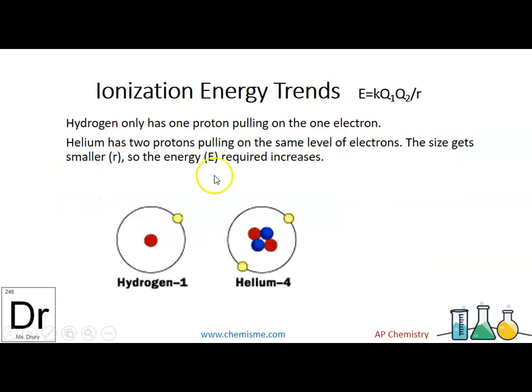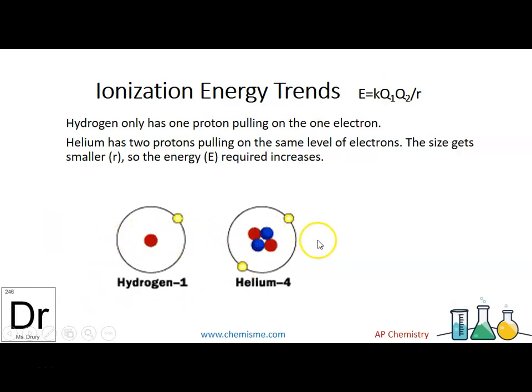So using that equation again, what we're showing is hydrogen has only 1 proton pulling on 1 electron. So not only are the charges low, but the distance is probably pretty small. So they're both small. But in helium, it has 2 protons and 2 neutrons in the same radius. So this radius is the same, but the 2's increase the Q's and therefore increase the energy. And that means that it's harder to remove electrons from the helium than the hydrogen.